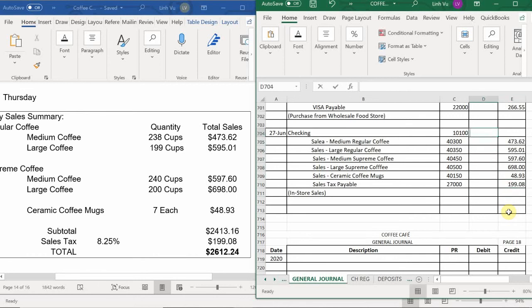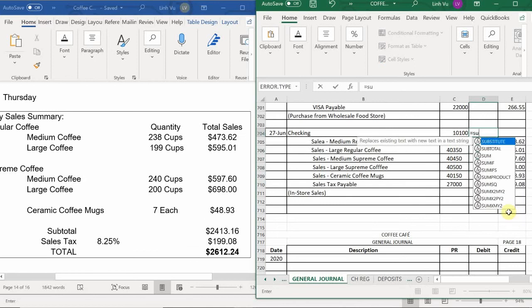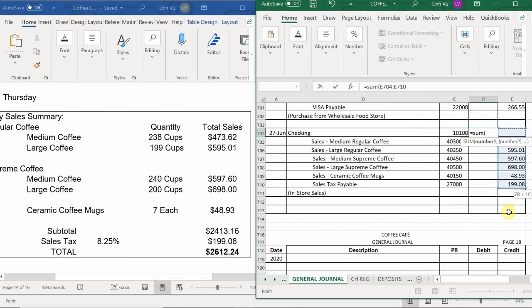I'm sorry, I have a question. On the coffee mugs, it says 7 each. I couldn't figure that one out. Is that $7 each? No, it's 7. We sold 7 cups. At how much to get the 48.93? This is an in-store sale, so I believe it was $6.99 a cup. Okay, thank you.